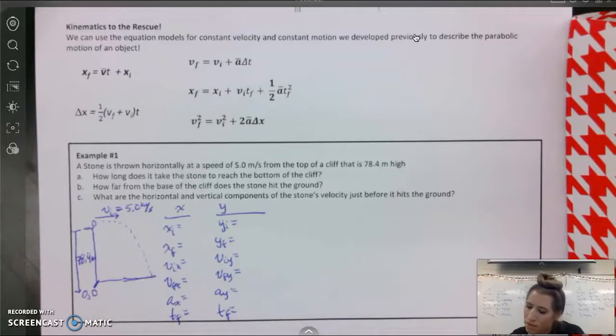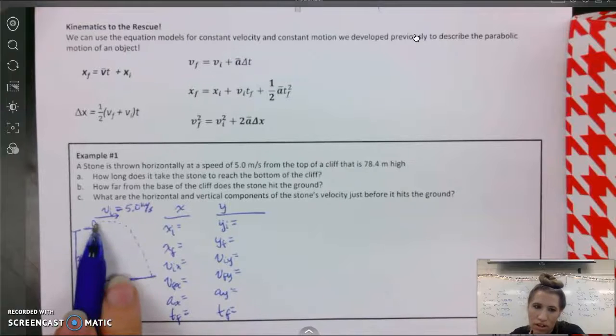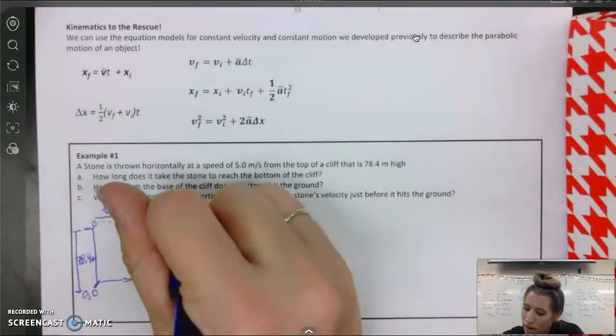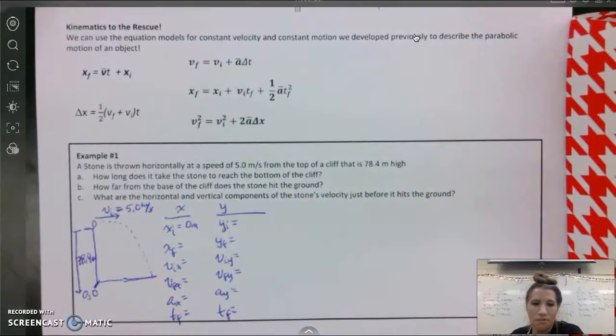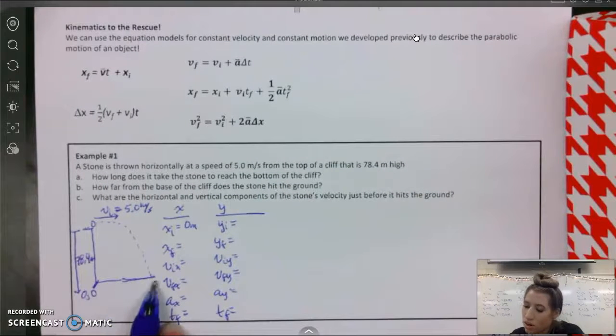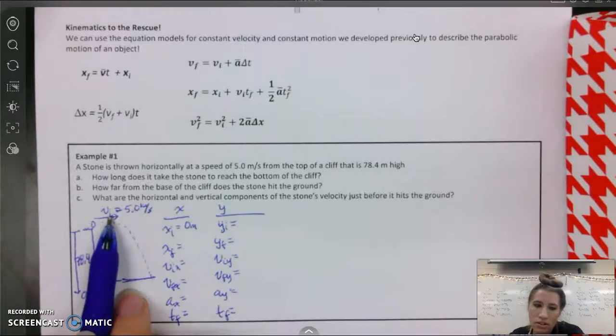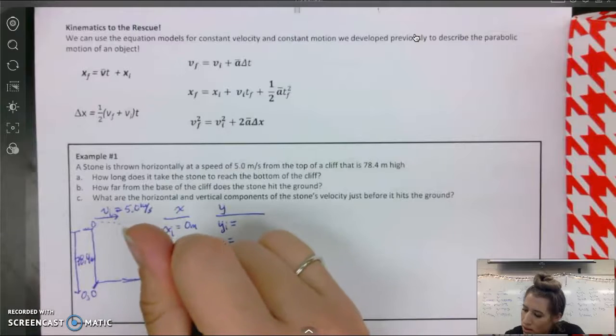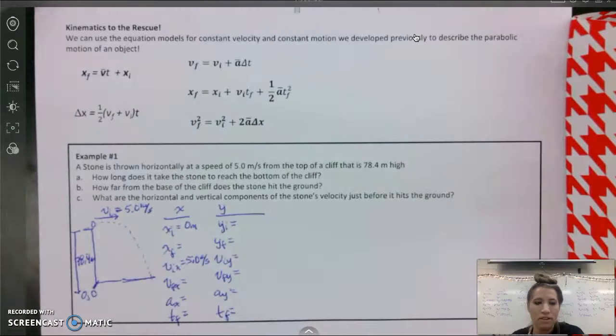Okay, based off of our image, let's see how much of these lists of knowns and unknowns we can fill out. If I chose this spot to be my origin and the stone is starting right here, as far as the x direction goes, I'm starting at the origin. Okay. X final, I don't know what the x final is. Velocity initial in the x, well, the velocity initial is all in the x direction, so that must be my initial velocity in the x.